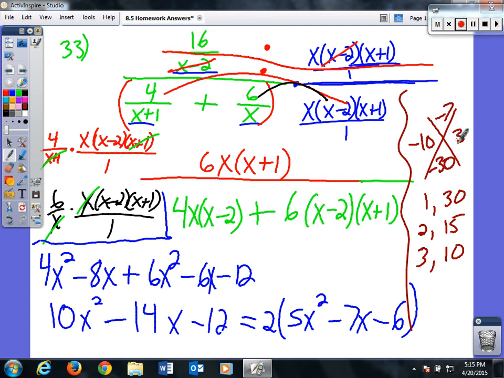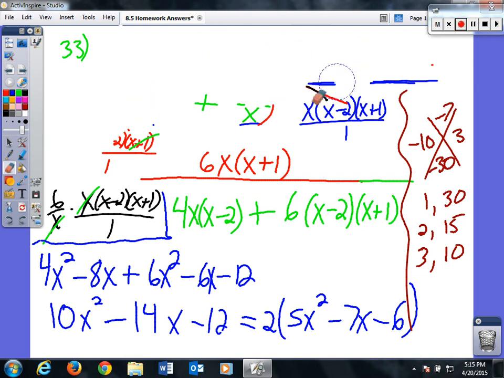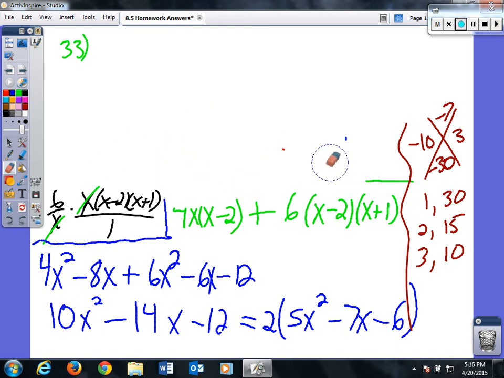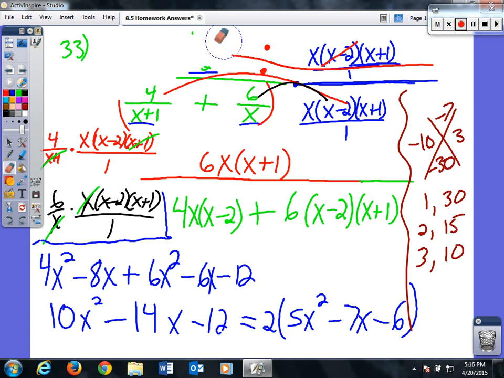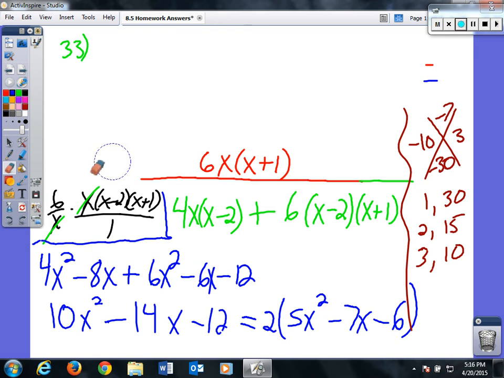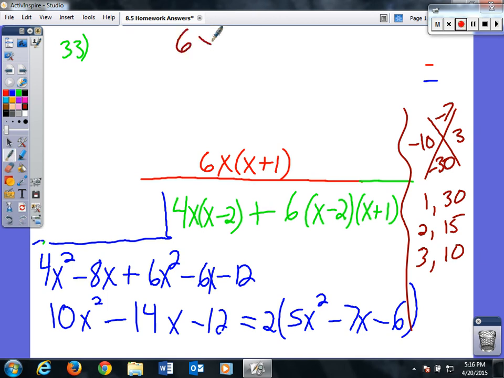And then 3. Let me erase some stuff up top to give myself some room. Oh, I shouldn't have erased all that. Okay, let's just erase this much. Okay, now I have the 6x times x plus 1 on the top. And then we're going to divide by, I guess I haven't finished factoring that yet.